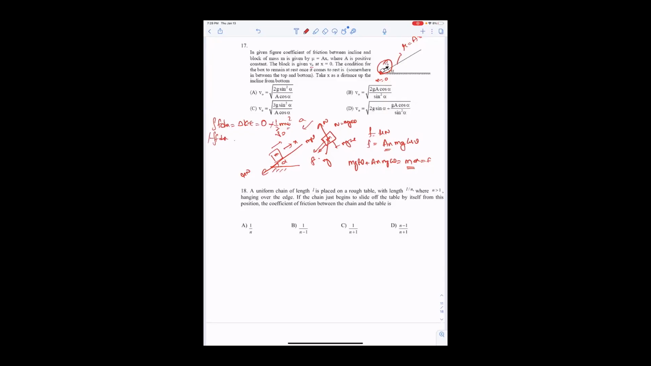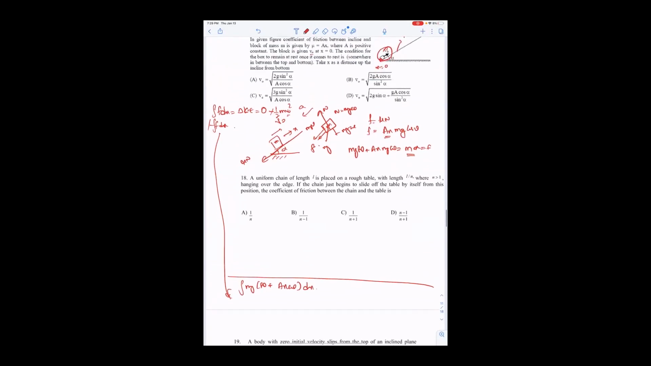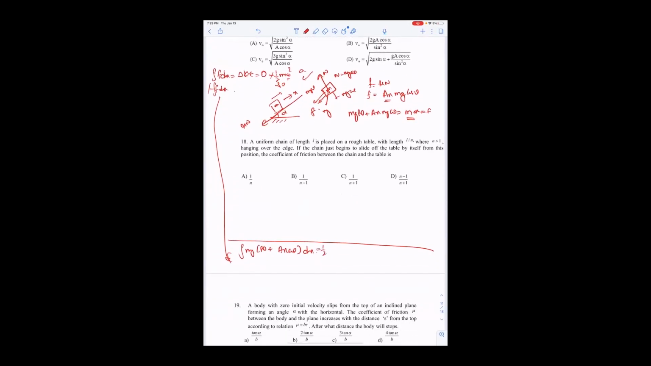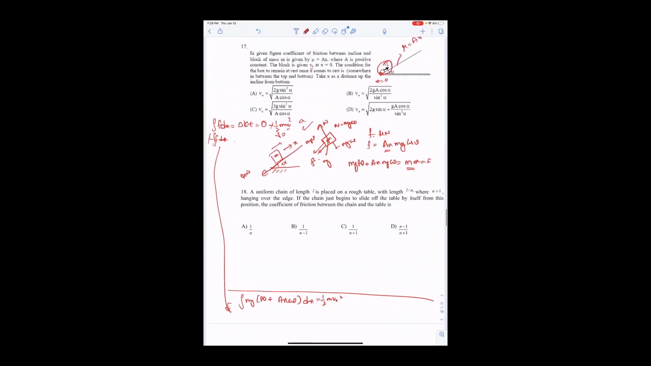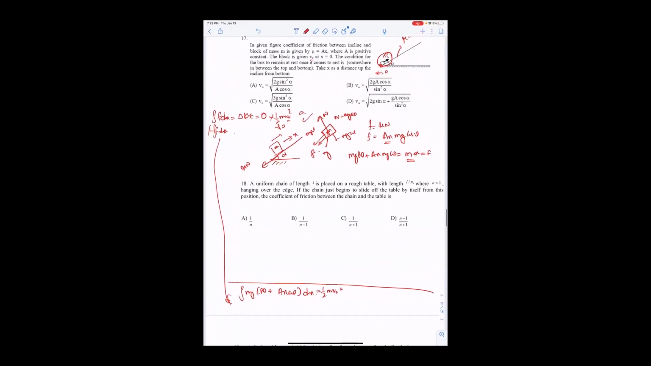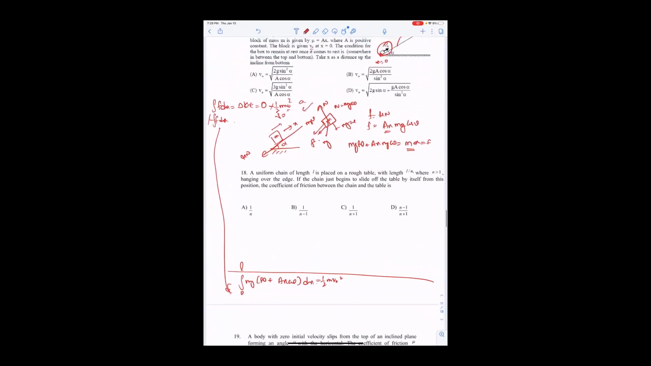Substitute this force there. I don't have much space there, so I'll write somewhere down here, guys. Please understand. So integral mg into sine theta plus ax cos theta into dx is equal to half m v naught square. He didn't give any length. Where is the x? So integrate 0 to L, assume some length L. But he's asking for velocity.